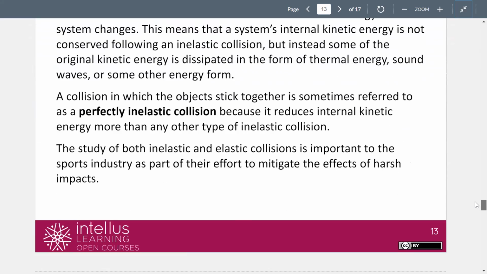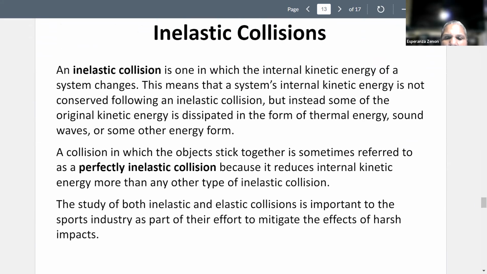What about inelastic collisions? Your mic is open. If you could ask them to kind of, or just mute your mic so I can't hear the background.